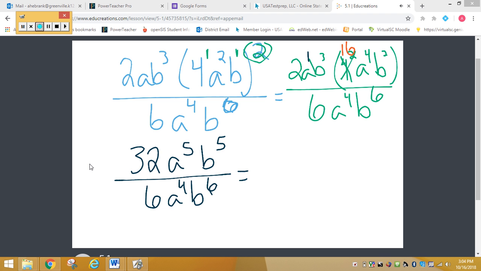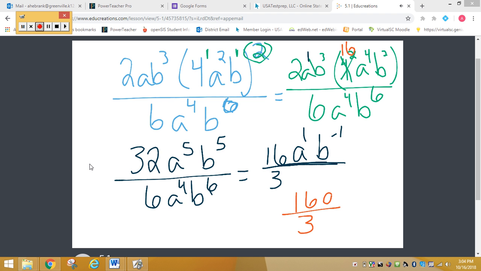Next up, let's divide those. 32 divided by 6. It will reduce to 16/3. Whenever you subtract exponents, they always go on top. So my a's, when I subtract 5 minus 4, I get 1. My b's, when I subtract, I get negative 1. And the only thing wrong with this answer is you cannot have that negative.